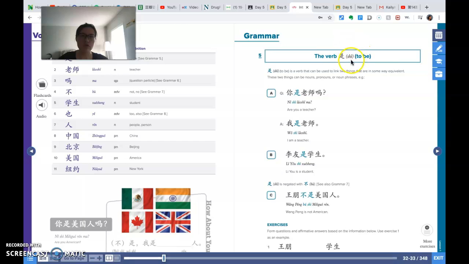So let's go over some grammar points. 是 means to be, can be am as are was were. 你是老师吗？我是老师。李友是学生。李友 is the name. 李友是学生。是 is negative with 不。王鹏不是美国人。So if 不 combined with a word 是 has a downfalling tone, which is the fourth tone, it becomes the second tone. So 不是不 you can see is the second tone.